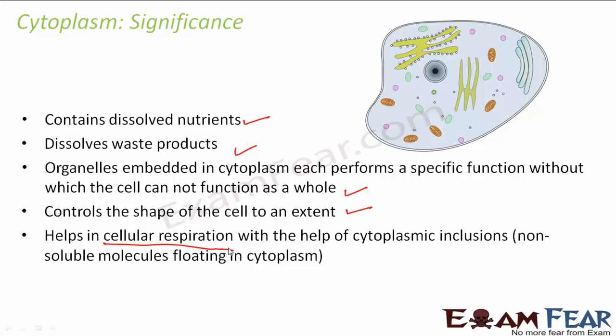So in our previous slide, when we were talking about nucleus, we were talking about cellular reproduction, right? So now when I talk of cytoplasm, I am talking about cellular respiration. So even the cells respire, even the cells breathe in and breathe out. So that happens with the help of cytoplasmic inclusions.